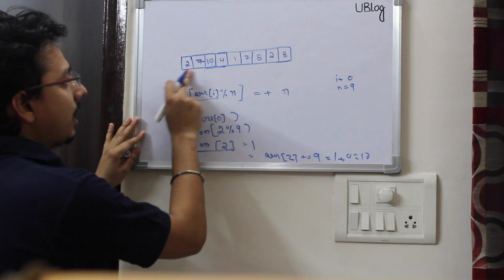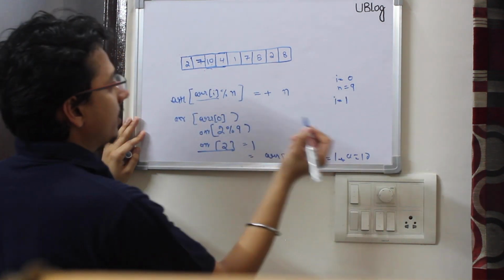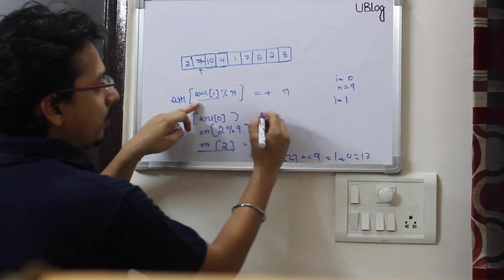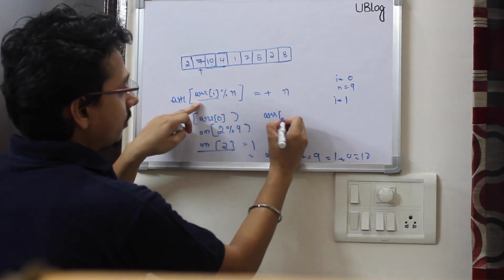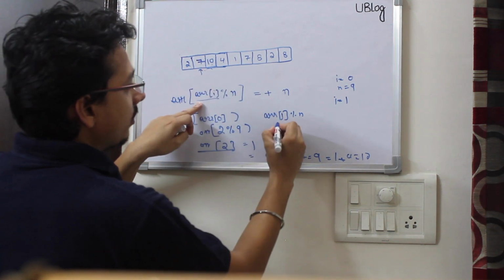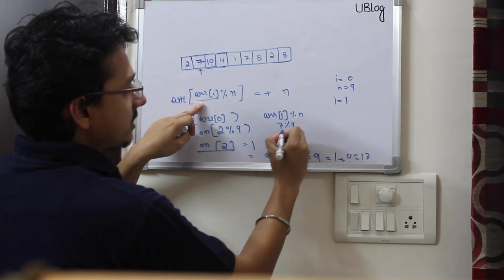Okay, now my I will become 1. So I am at this index. What I do is I do array of I modulo n. So basically array of 1 modulo n. What is array of 1? 7. 7 modulo 9 is 7.